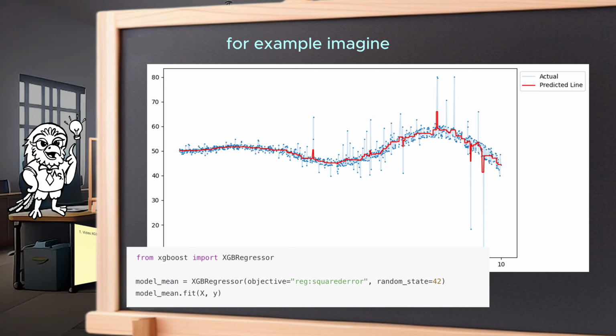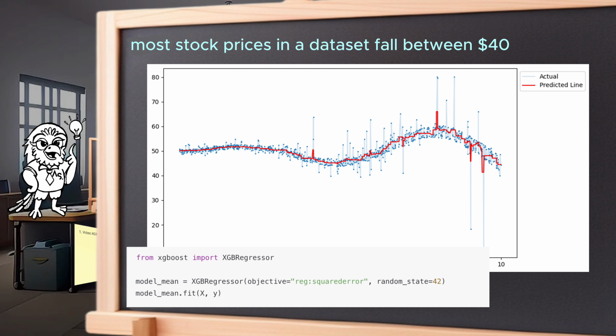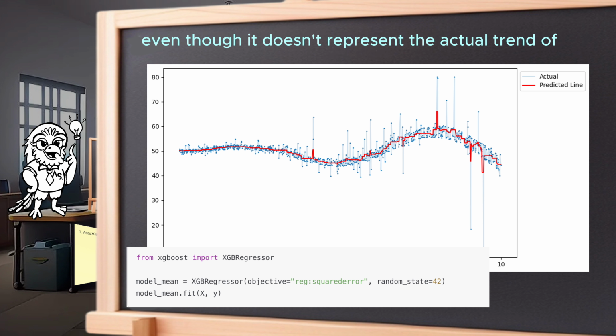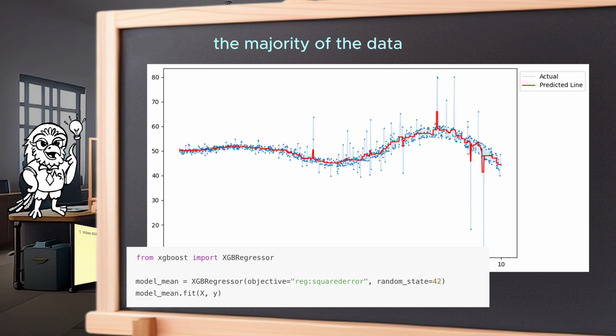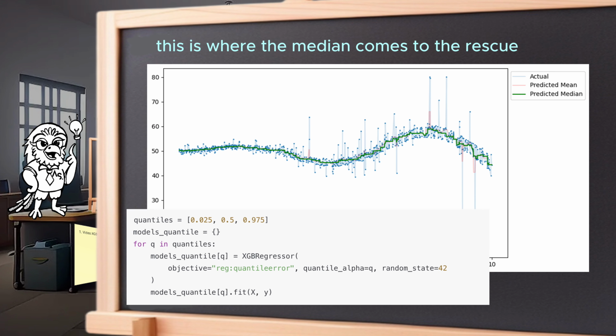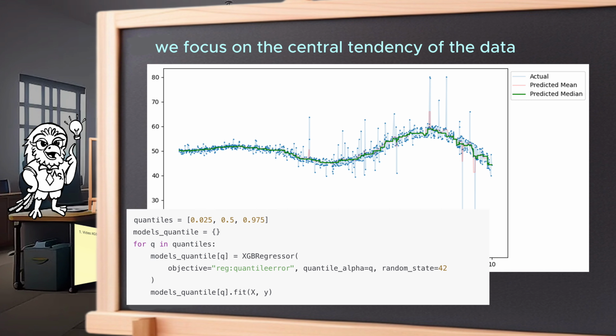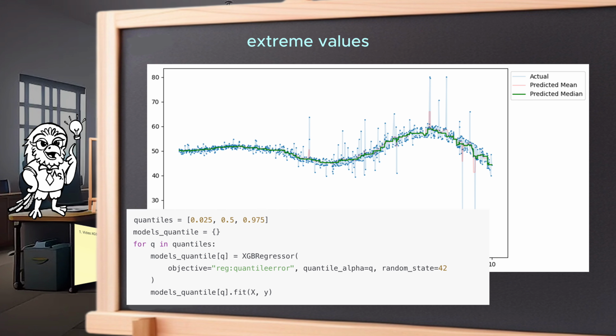For example, imagine most stock prices in a dataset fall between $40 and $60. But there's one extreme value at $8. The mean will shift downward to accommodate that outlier, even though it doesn't represent the actual trend of the majority of the data. This is where the median comes to the rescue. The median isn't affected by outliers because it represents the middle value when the data is sorted. By analyzing the median, we focus on the central tendency of the data while ignoring the noise created by those extreme values. It gives us a much clearer picture of the trend.